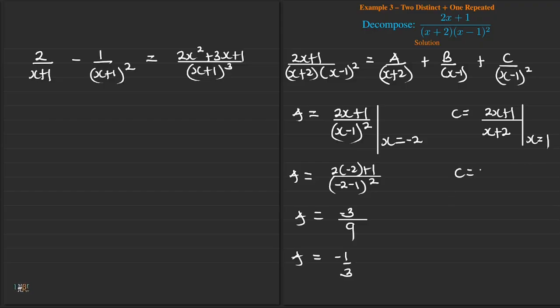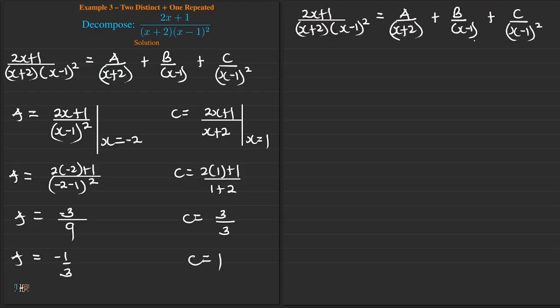Hence, we have our c, which is equal to 2 into bracket 1 plus 1 all over 1 plus 2. That gives us 2 times 1, which is 2, 2 plus 1 we have 3, all over 1 plus 2, which is also 3. Hence, c equals 1. So with the cover-up method, we've been able to solve for a and then c. But we need our b. Hence, we need to expand again to solve for b.